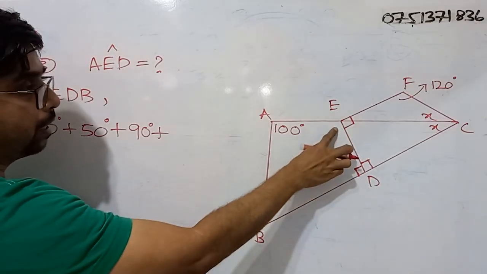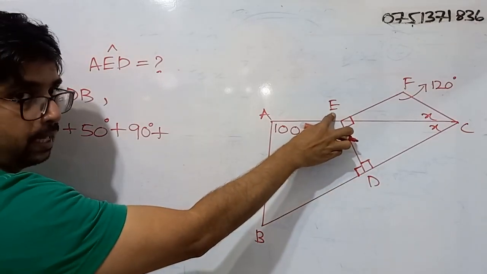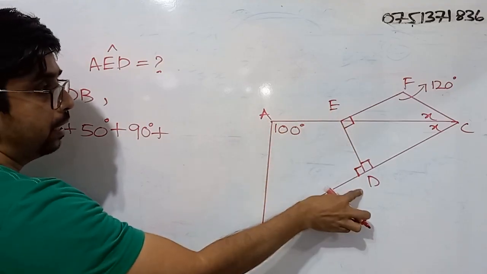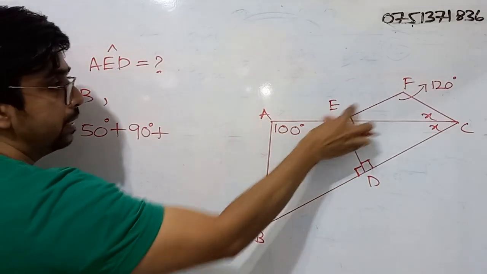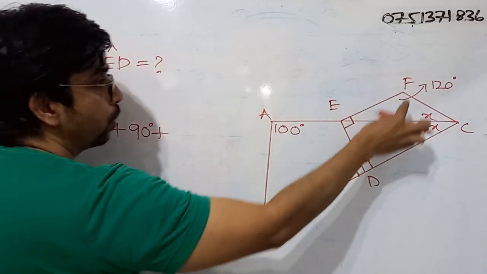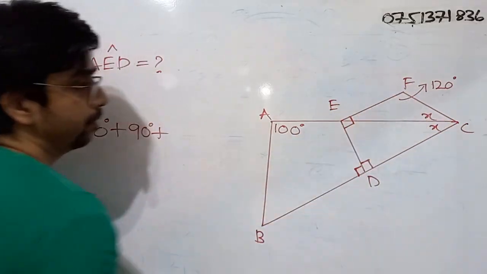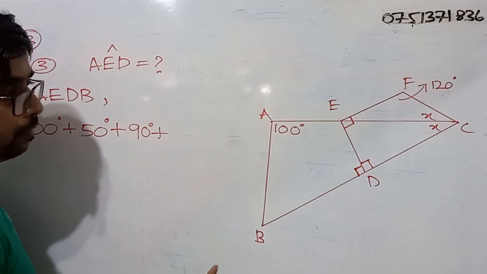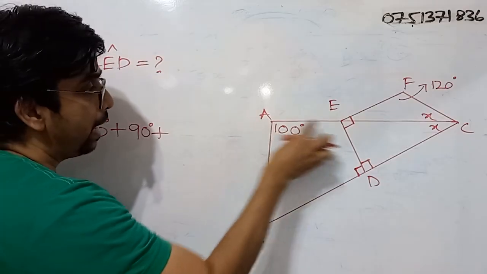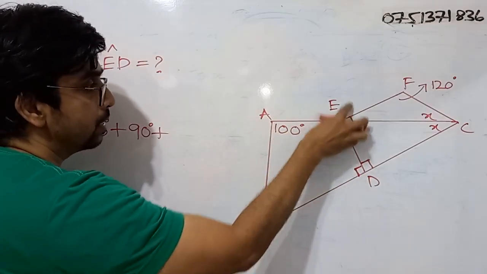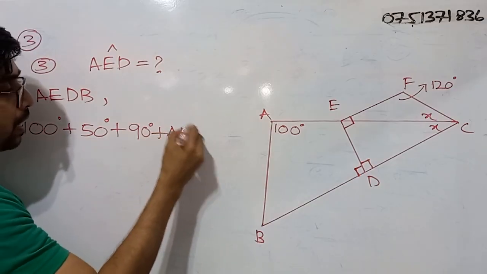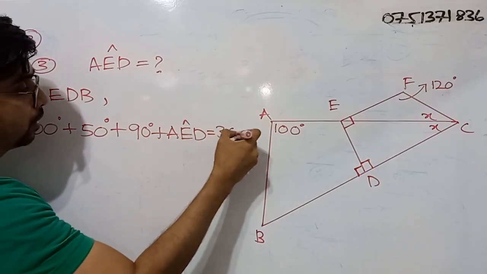Now here we can't write angle E, right? Because we have AED, AEC, right? And also CEF, right? So we have to be careful when we write the name of the angle. So this will be what? AED. So we can't write simply as angle E. So AED, this is equal to what?